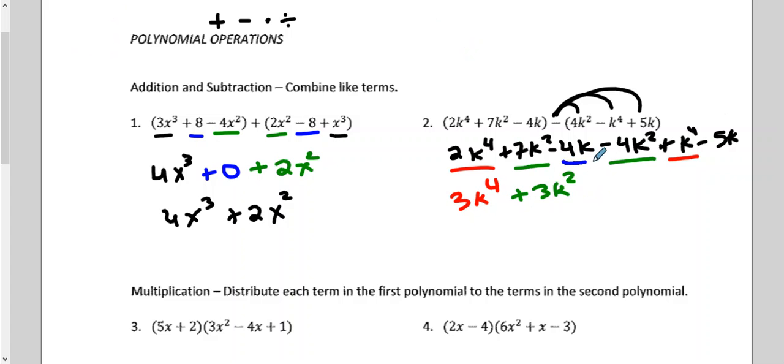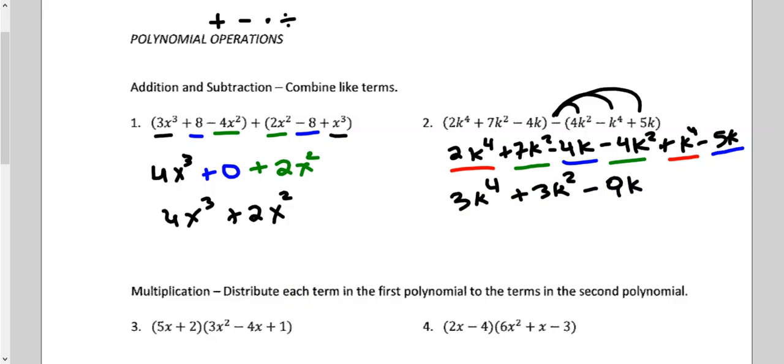negative 4k minus 5k. So negative minus a positive, it stays a negative, and you just add them. 4 plus 5 is 9k. Okay, so that's my final answer. I have no idea why I put a square there. It doesn't have a square. And that is my final answer.